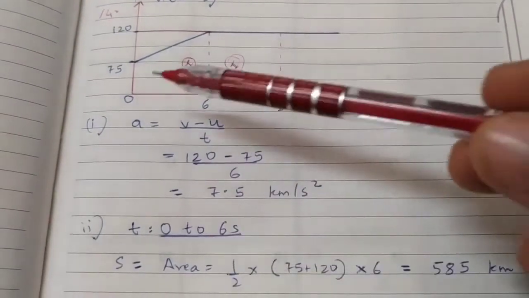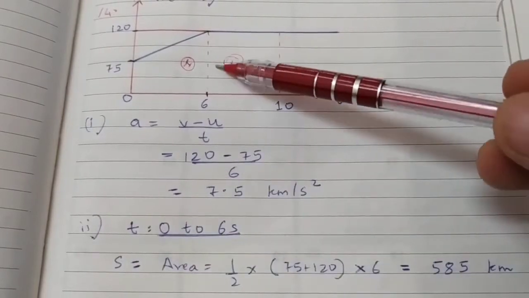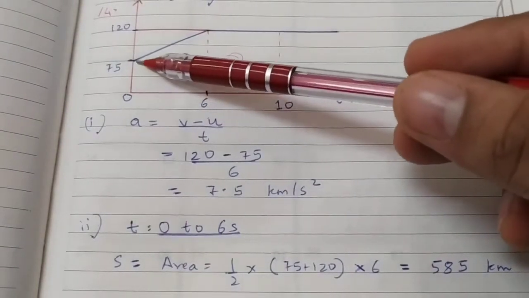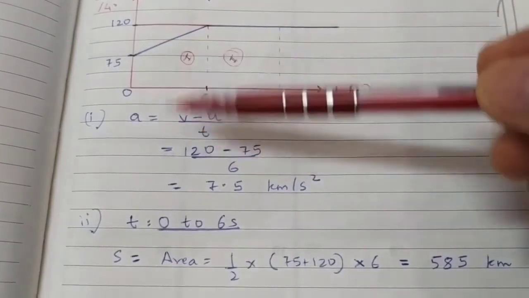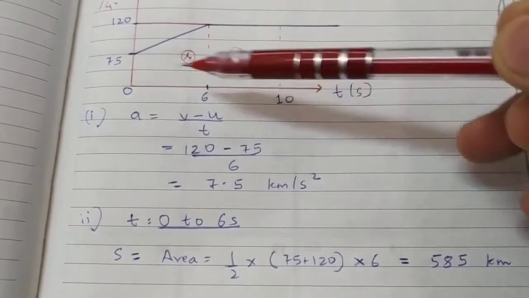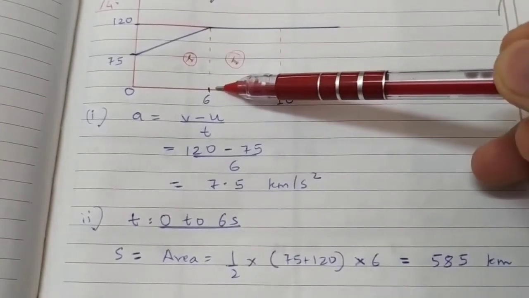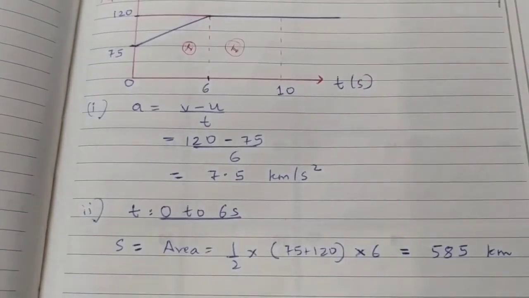So when time is 0 to 6 seconds, displacement is the area, which is half into sum of the parallel sides into the distance between them. That is area of trapezium formula. That is half into 75 plus 120 into the height. Height is 6. So we get 585 kilometers as the answer.